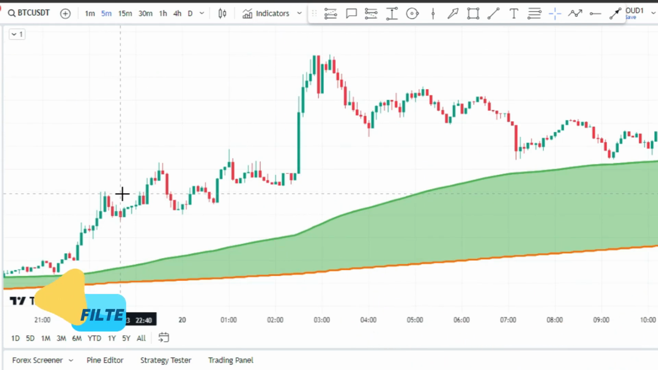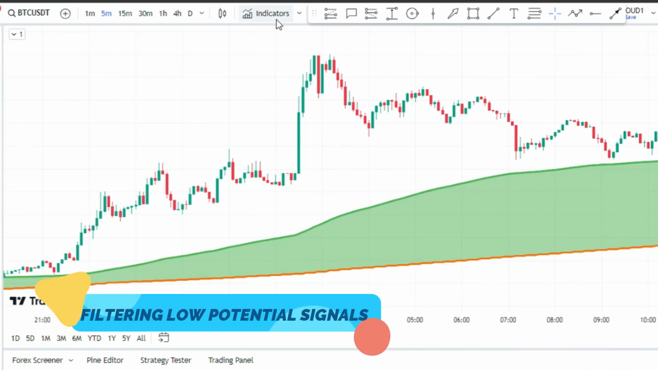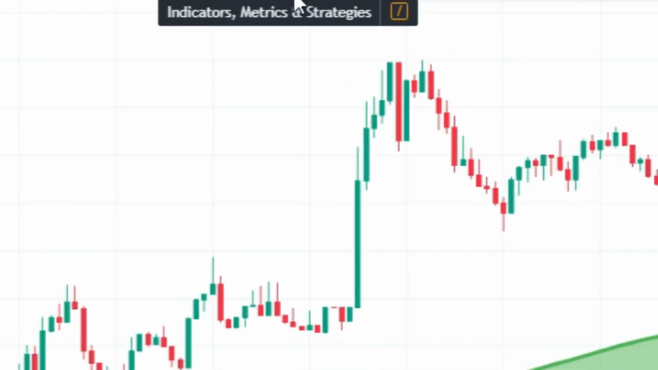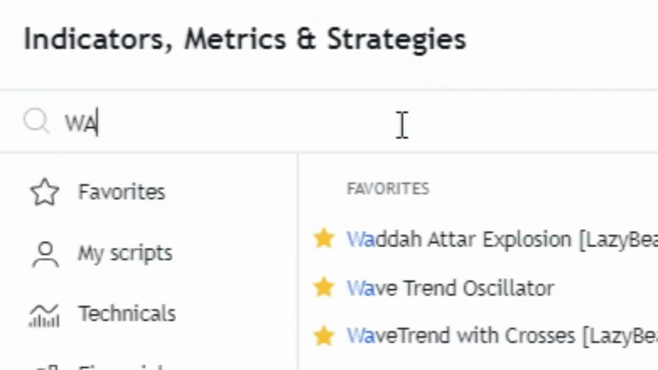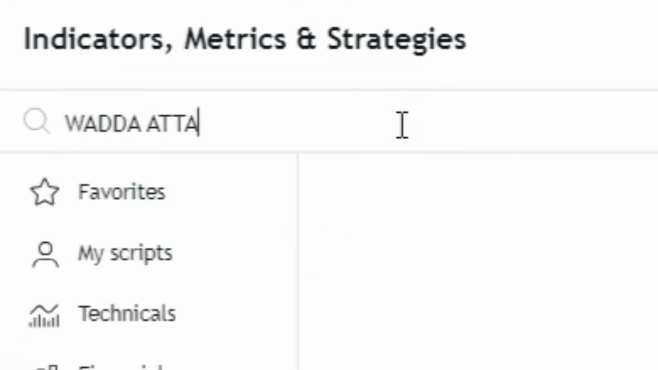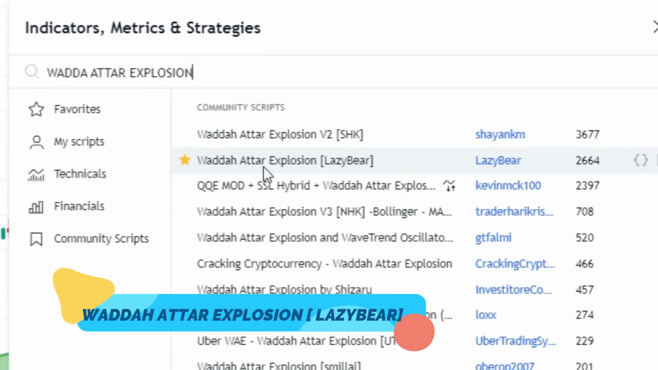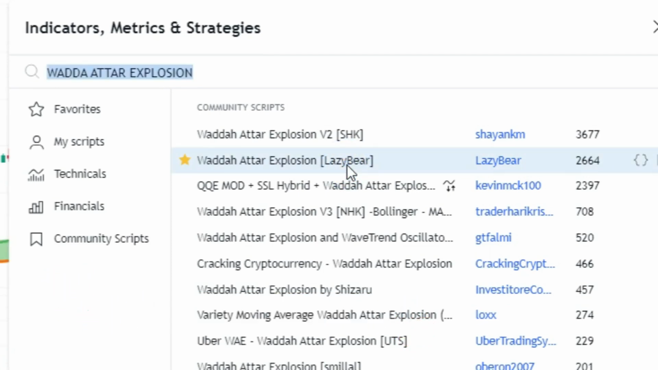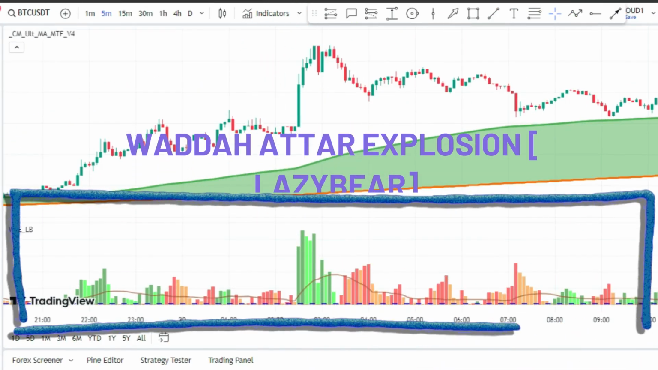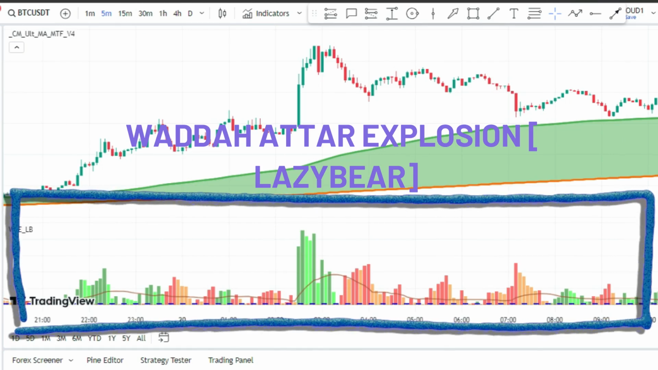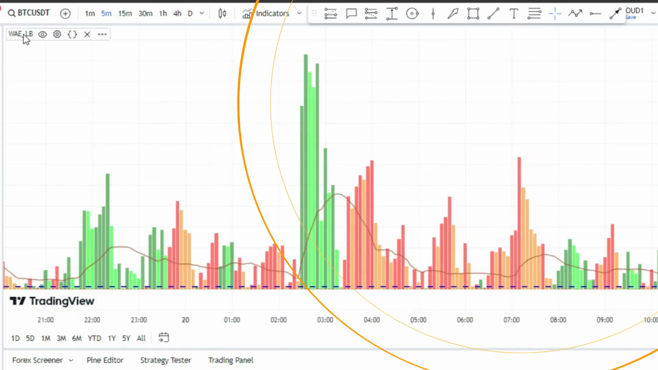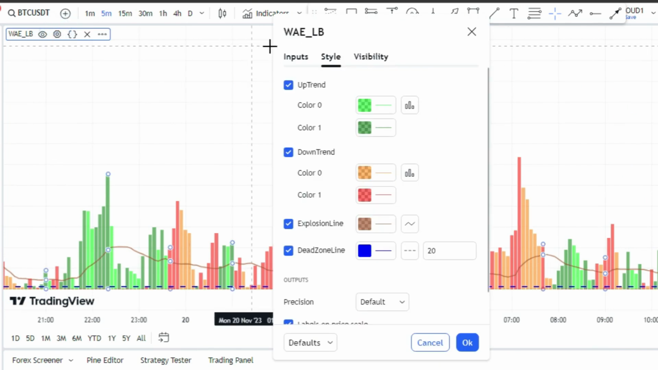Alright, we're going to dive into how we can filter out those lower potential signals. To do this, we're going to use a handy tool called the Waddah Attar Explosion Indicator. Once you've got this indicator up on your chart, you'll need to tweak some settings. Don't worry, I'll walk you through the adjustments I've made so you can follow along.